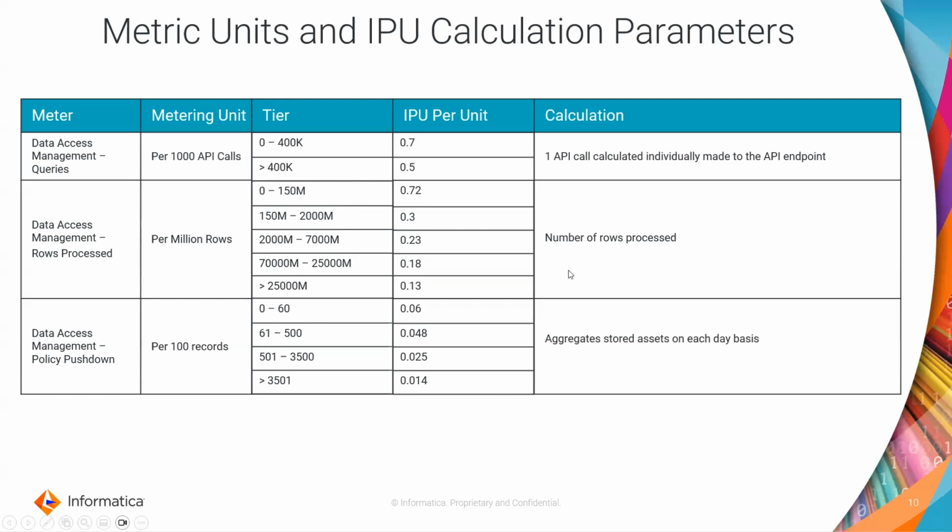Since this is the number of rows, it's the number of rows processed, and this is the number of records. So it's similar to the catalog records or the governance records. They are aggregated on a daily basis. So this IPU per unit or the tier, this is something we can see in the administrator metering tab.